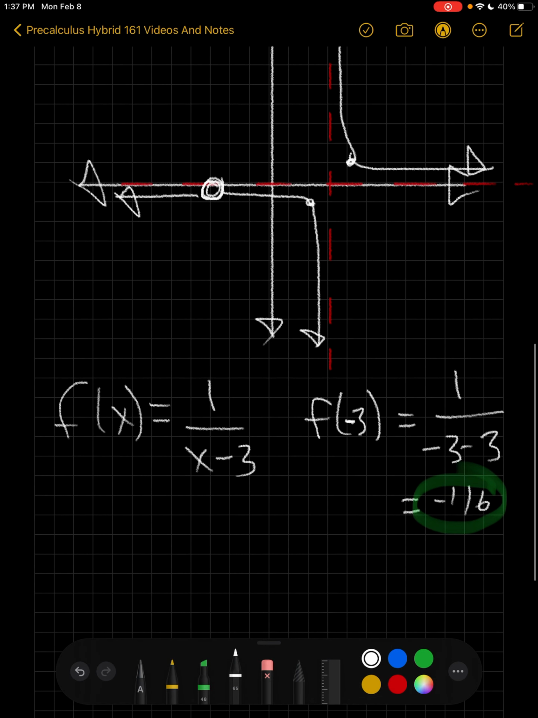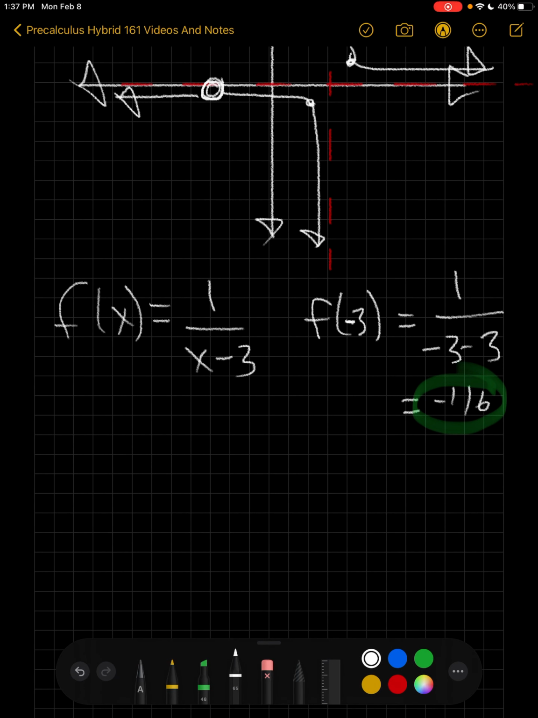I hope that was helpful. Now you've seen a vertical asymptote. We'll do a little bit more with these in the next video, and then we're going to get into horizontal asymptotes, and that should be kind of interesting.